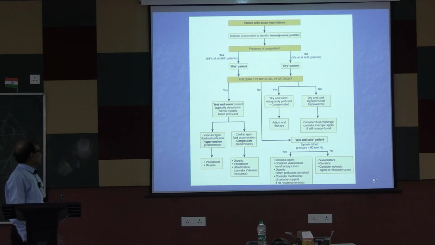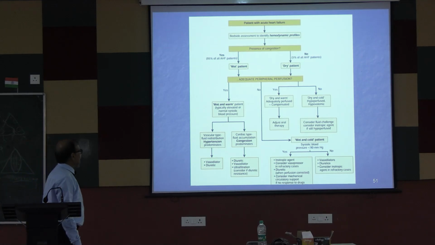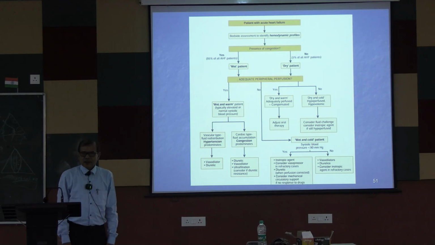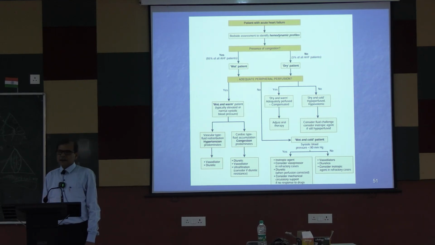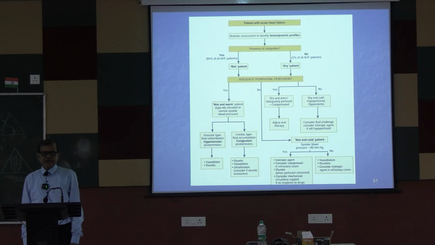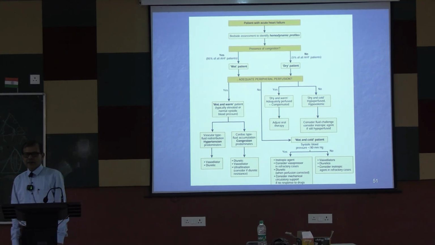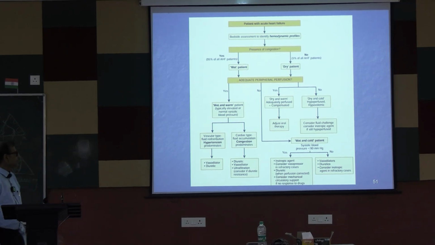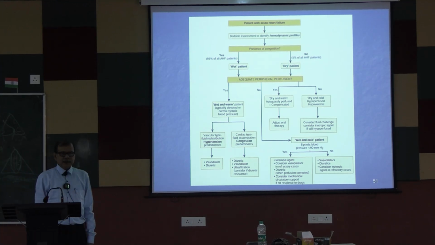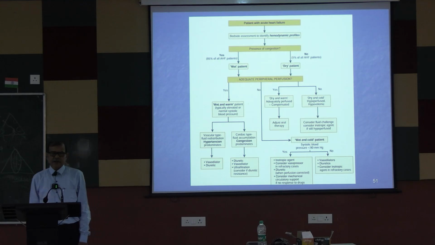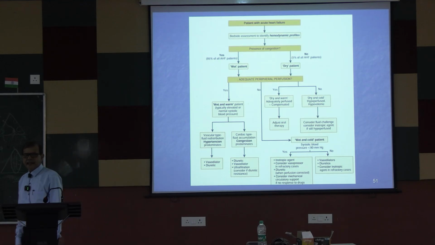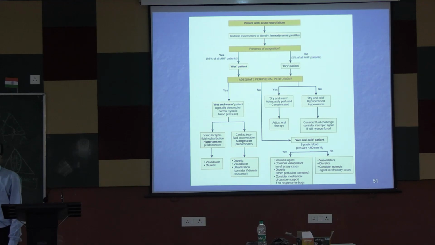In the presence of adequate peripheral perfusion, the presence of congestion constitutes the subset of wet and warm. Wet and warm means the presence of congestion with hemodynamic parameters of PCWP exceeding 18 mm of mercury and cardiac index more than 2.2 liter per square meter of body surface area.